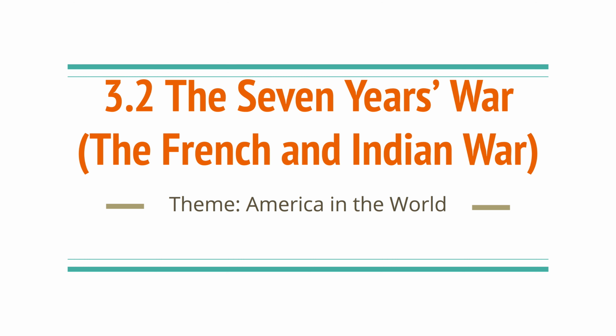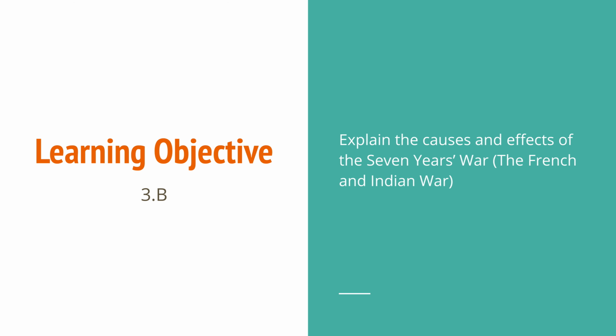This is the second lecture in period 3, all about the 7 Years' War, also called the French and Indian War. The historical theme that we're focusing on today is America in the world. The learning objective for today is explain the causes and effects of the 7 Years' War. And we have three key concepts that we're going to get to.